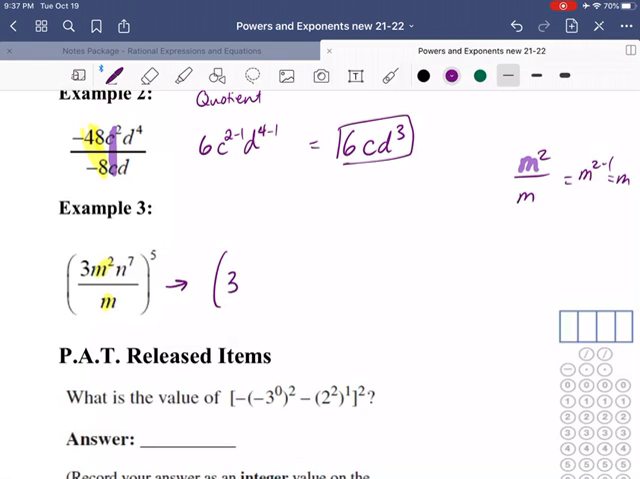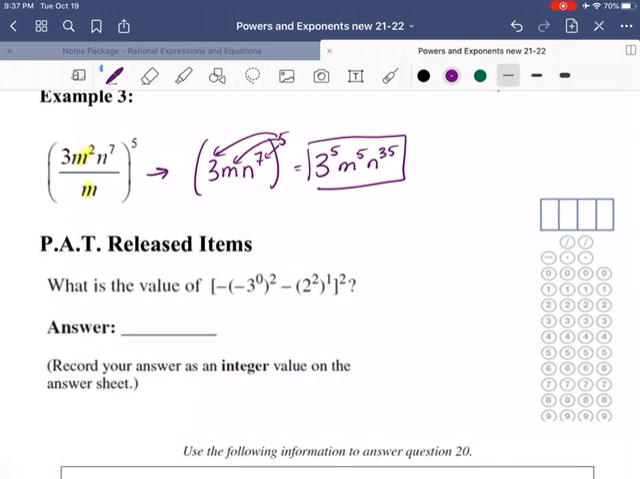So we're left with 3mn^7, and now we have another exponent 5. So this is the power rule. So we're going to apply this exponent to all 3. So you get 3^5, m^5, and n^35, because you multiply the exponents.